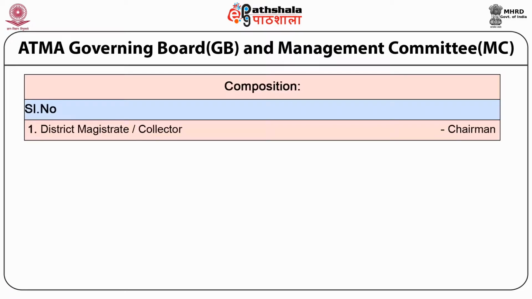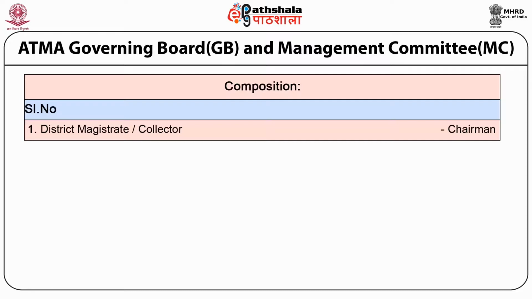What is the logic behind appointing or nominating the district magistrate or the collector as the chairman of ATMA? The basic premise is that ATMA is a registered society at the district level, and we are aware that all the developmental agencies and all the developmental programs come under the administrative control of the district magistrate. But before implementation of ATMA, all these developmental departments were taking up the activities independently.